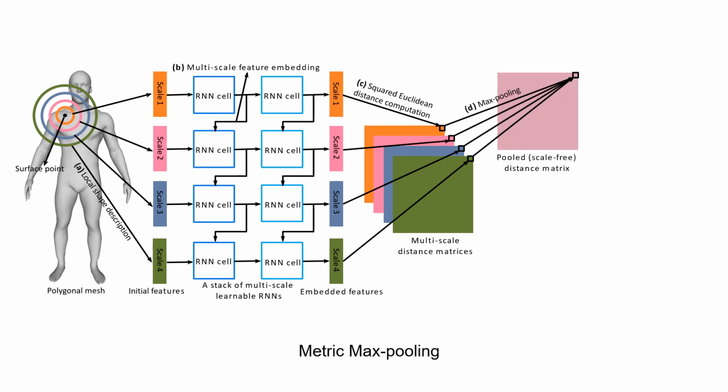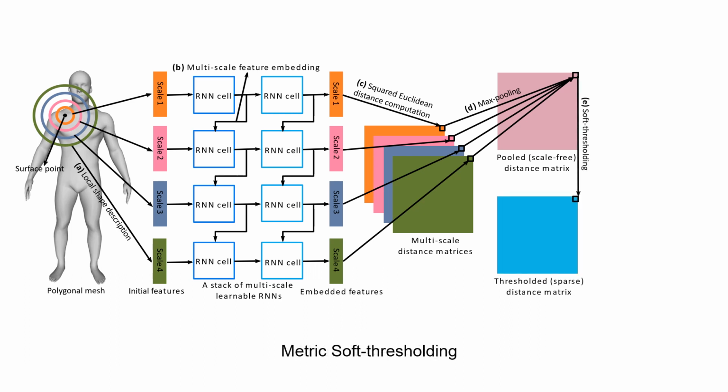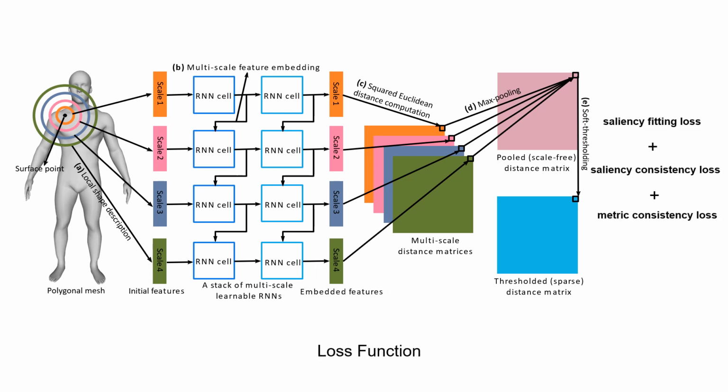We then pool across these multiscale distance matrices to obtain a scale-free metric of sufficient representation capacity. Finally, since the ground truth saliency is sparse, we apply soft thresholding to obtain a sparse metric. We use its principal eigenvector and Laplacian eigenvectors for saliency detection and shape matching respectively. We train our system by jointly minimizing the saliency fitting loss, saliency consistency loss, and metric consistency loss on the ground truth saliency and shape matching databases.